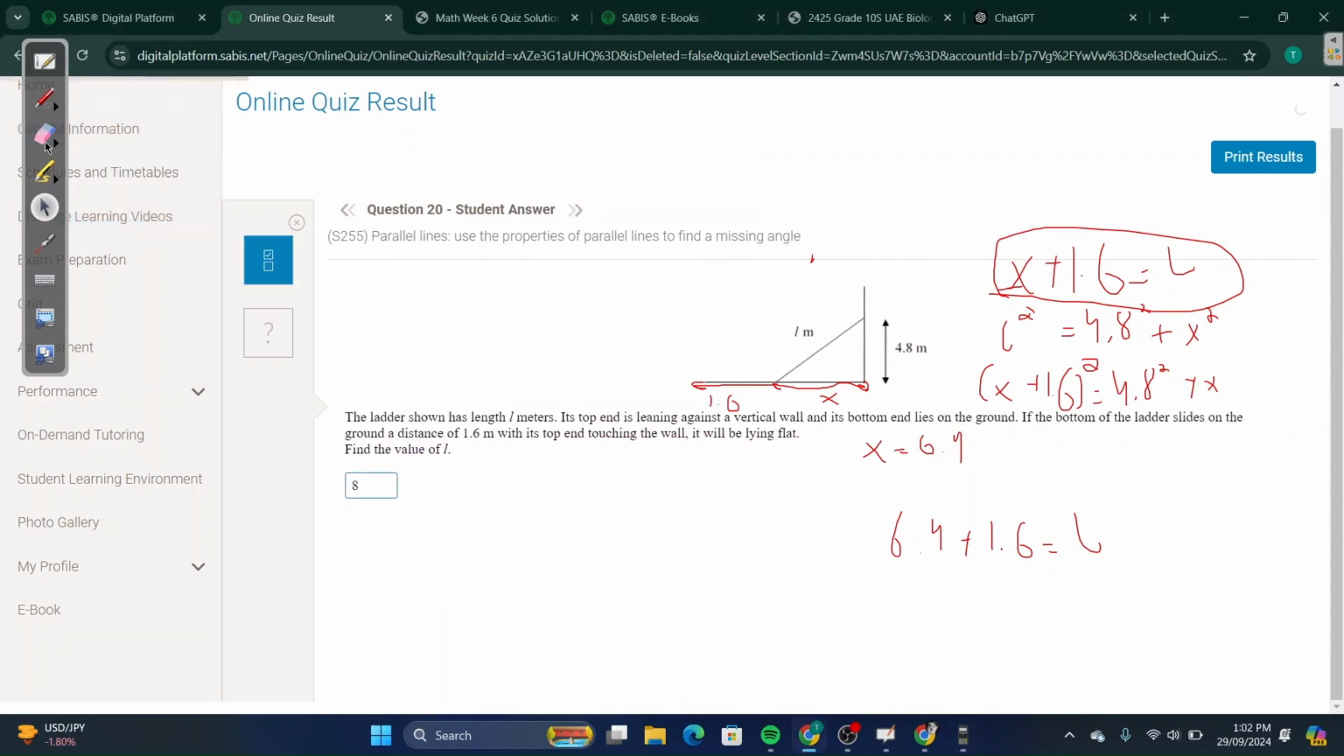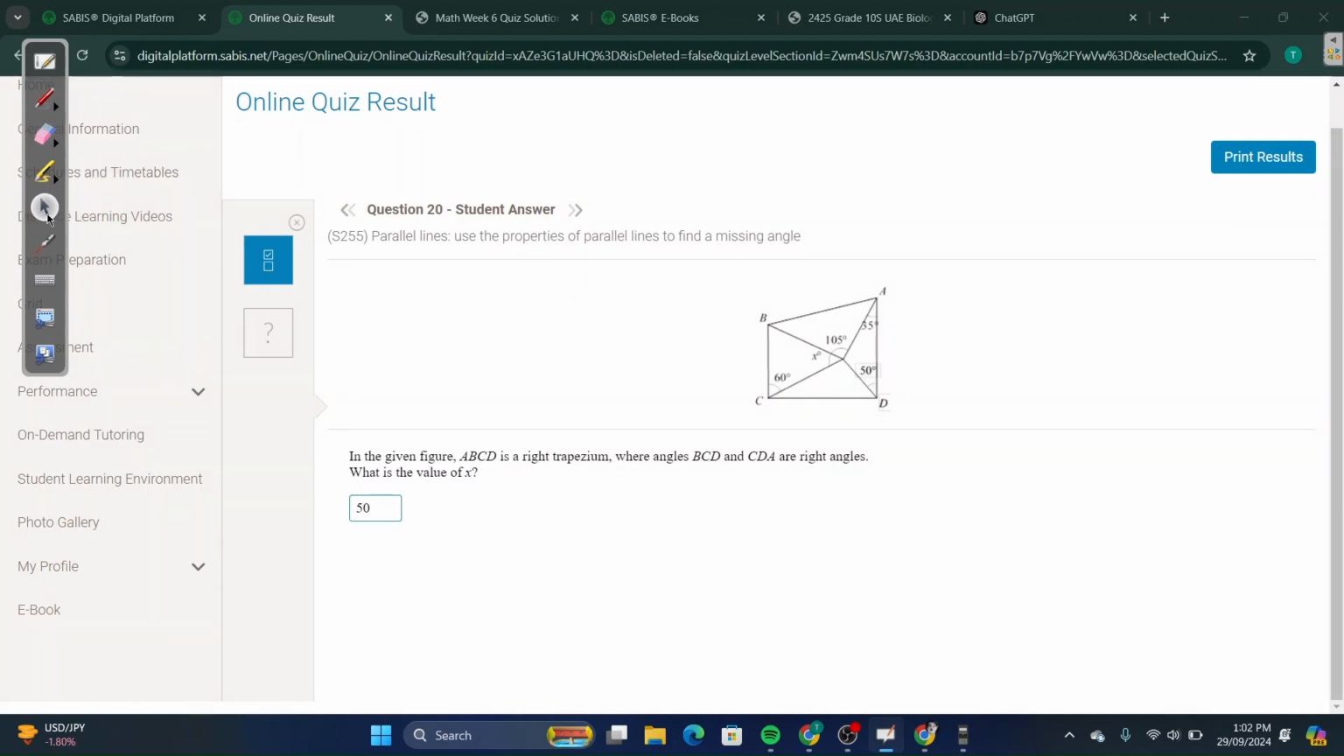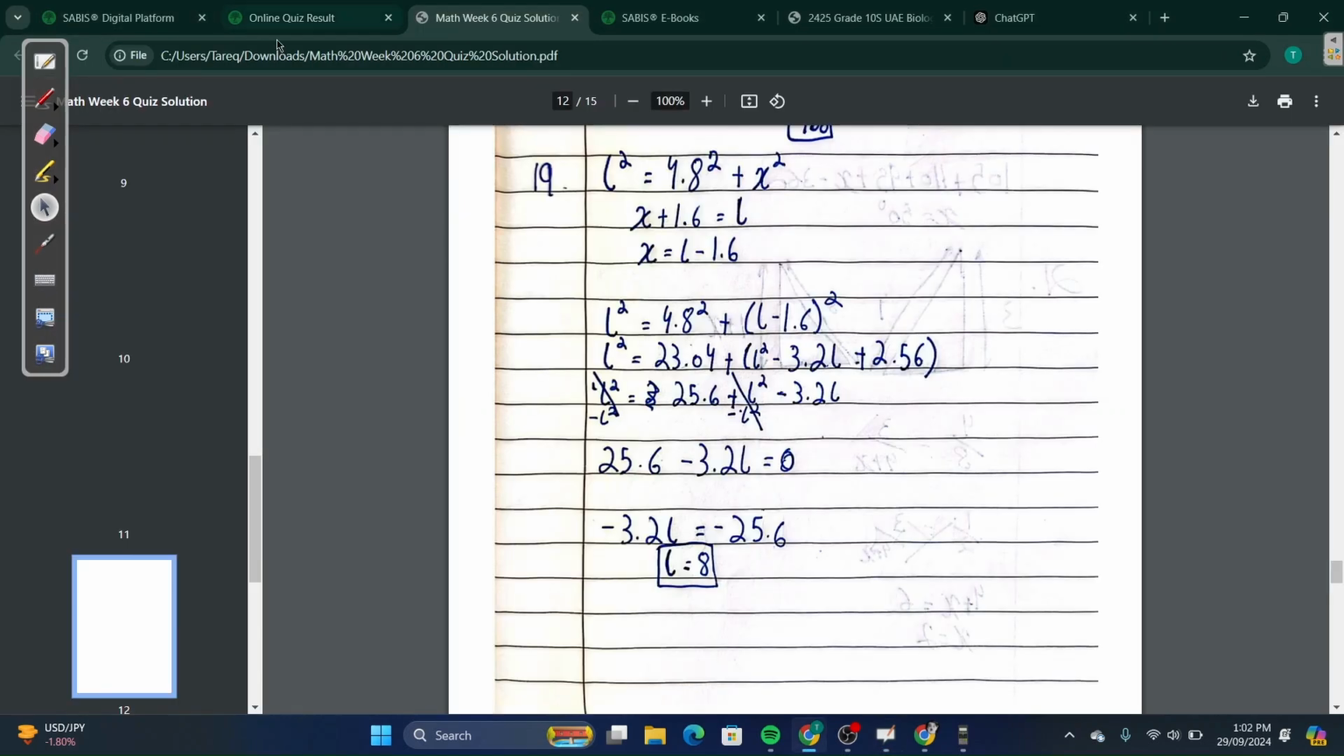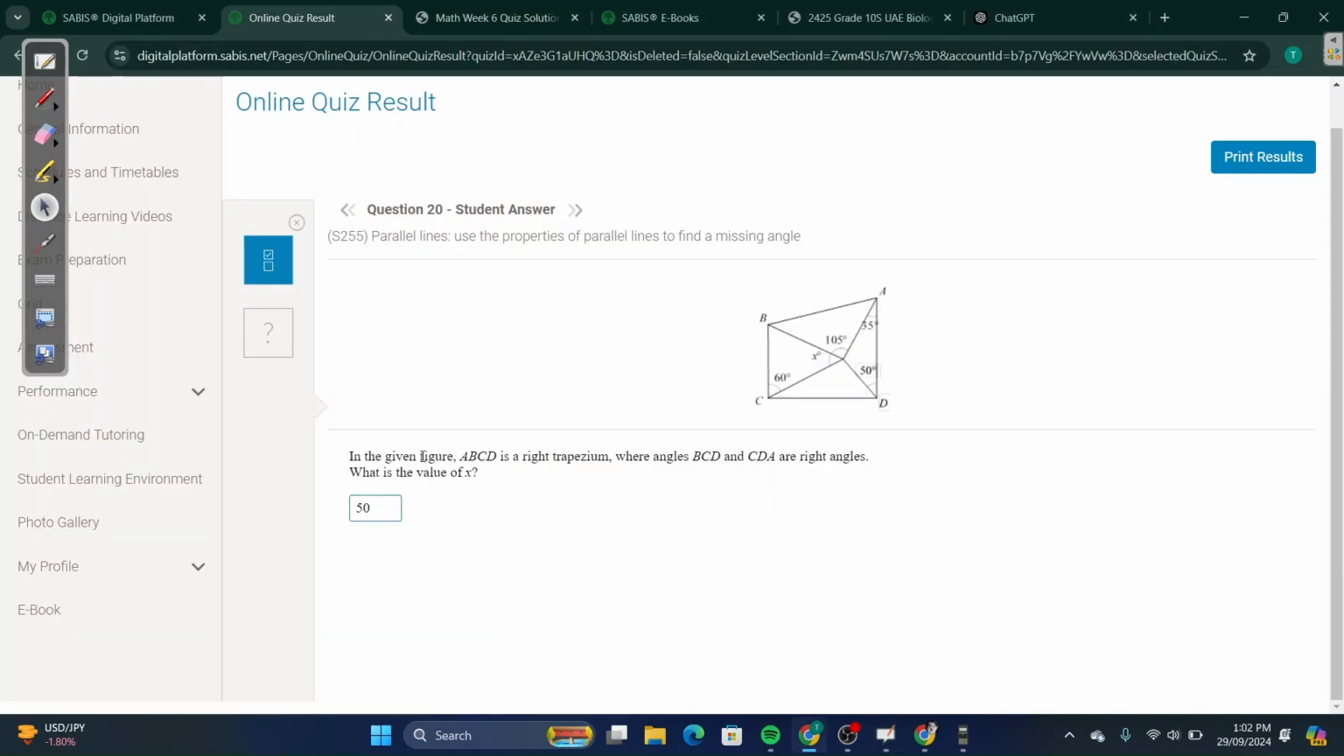So question 20. This question has 3 ways to solve it, as far as I know. The 2 ways I just showed you on the calculator, and the way I did on the PDF. In the given figure, ABCD is a right trapezium, where angles BCD and ABCD are right angles. So all of this is a right angle, and all of this is a right angle. Straight away, since this is 60 and that right angle is 90 degrees, this is going to be 30. And this is 40 because 90 minus 50 is 40.